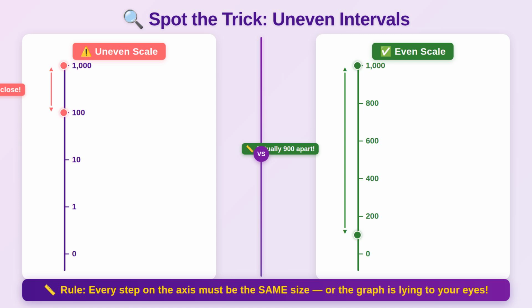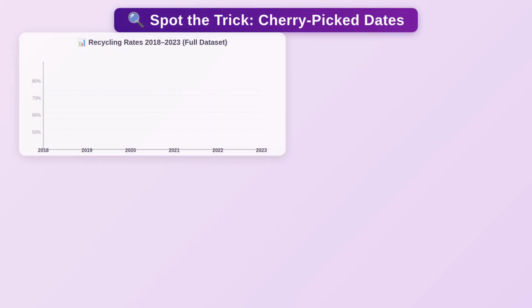The rule to remember: every step on the axis must be the same size. If the steps are different sizes, the graph is lying to your eyes.